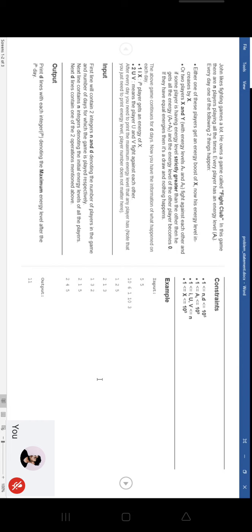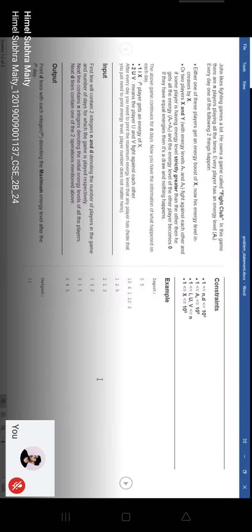Clear? Now, after the initial energy levels, there exist 5 different lines which indicate each day's operation. In these 5 lines, there are 3 columns.